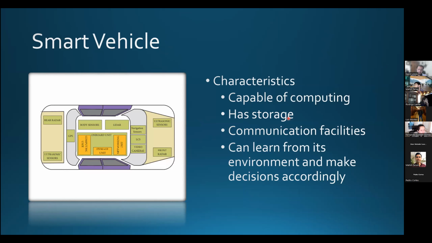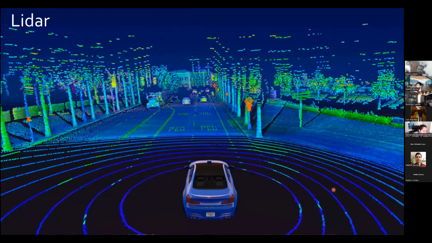The smart vehicles, the characteristics. To make this communication possible, you need a smart vehicle, and the characteristics are the capability of computing, storage, communication facilities, many network abilities, and it can learn from its environment and make decisions accordingly.